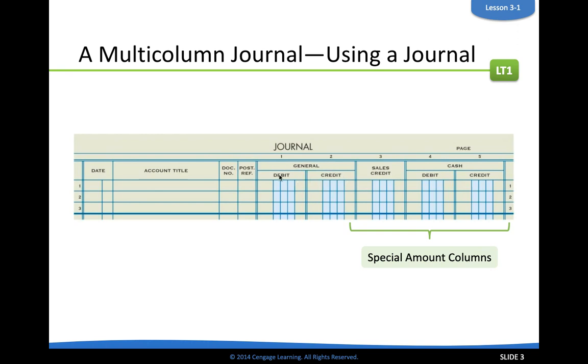We have general columns here for debits and credits, and then a lot of times businesses that conduct business use different account types a lot, like cash and sales, so they include a special amount column for each of those things so that they don't have to write those things on the account title line. So this will be a little bit better once we actually illustrate these ideas. But for right now, just know that this is kind of what the journal looks like. It might look a little different business to business, but this is a multi-column journal.